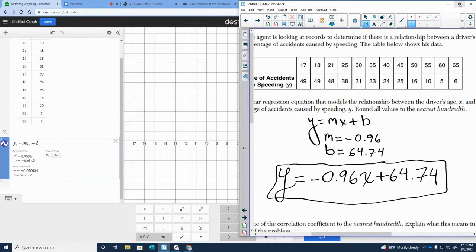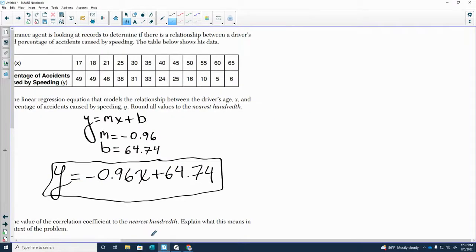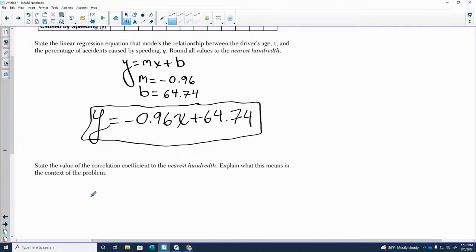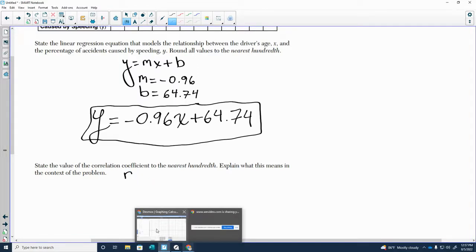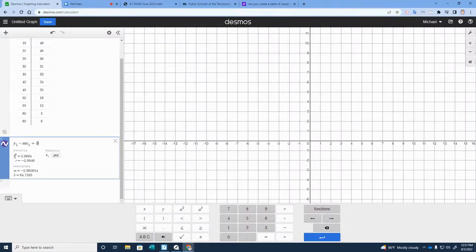Now there's another part to this question. The other part to this question says, once we have that done, state the value of our correlation coefficient, also to the nearest hundredth, and then explain what it means in the context of this problem. Well, if you've forgotten, the correlation coefficient is your value of R. All right, so I'm going to go back to my calculator, and I'm going to look at my R, not the R squared. Don't get confused between the R squared and the R. We want our R, and I see that that is going to be rounded off to the nearest hundredth, negative 0.98. There's a 4 next to that 8.